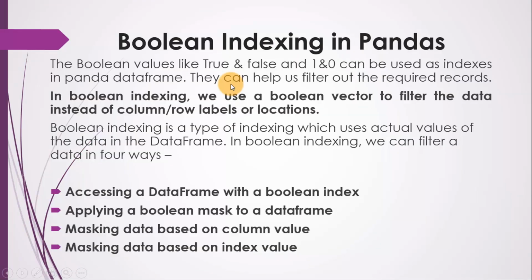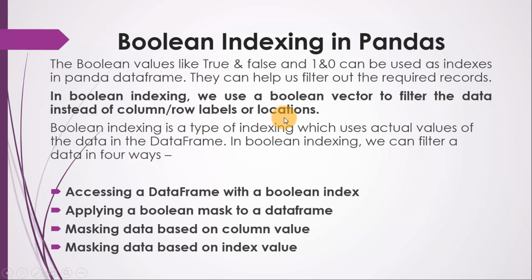Boolean values like true or false, or 1 and 0, can be used as an index. That we have discussed earlier also, that we can supply 0 or 1 or true or false to our row or column indexes. Now they can help us to filter out the required records. In Boolean indexing we use a Boolean vector to filter the data instead of a column, row, label or locations.